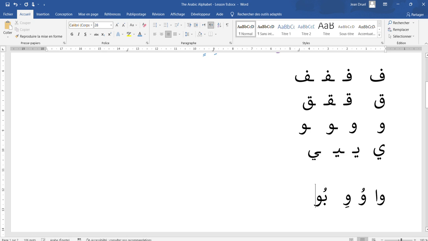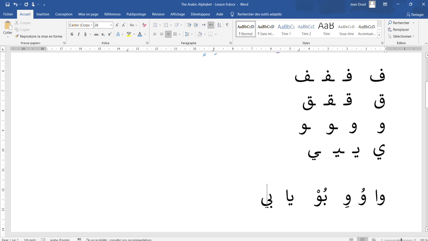So the only possibility is this. Exactly the same goes for the ya. In initial position, it is always a consonant. Ya, you, yi, as an initial, and of course ya, because of the fatha, which is not written. Ya.